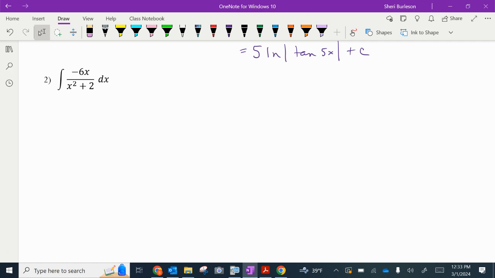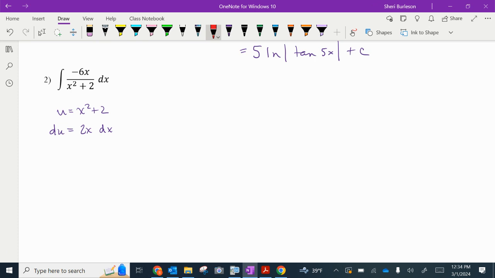So using that same philosophy, do I see a function and what looks like possibly some manipulation of the derivative? So in that case, what will my u be here? x squared plus 2. So du is 2x dx. And again, I'm going to see that other.